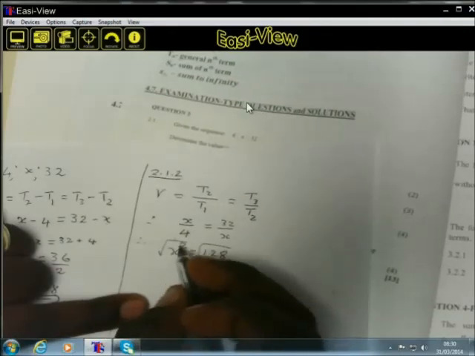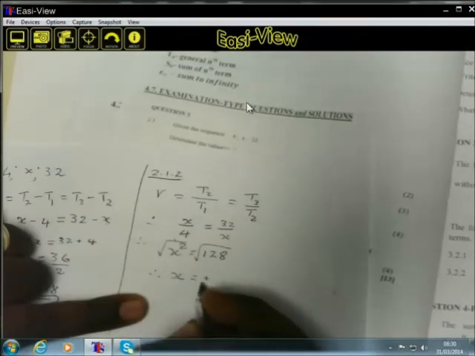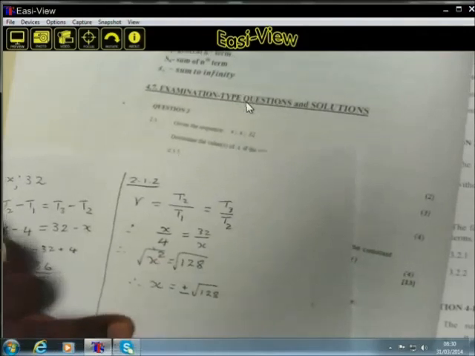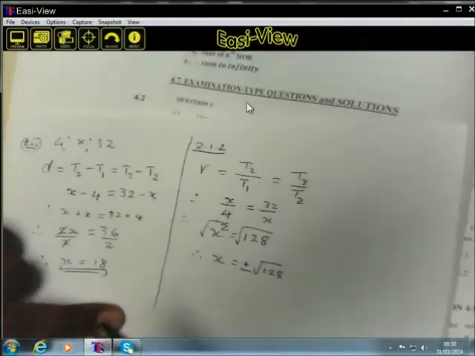The square root will take care of the square, and therefore x will be equal to plus or minus the square root of 128. Then you can simplify this and leave your answer in surd form.